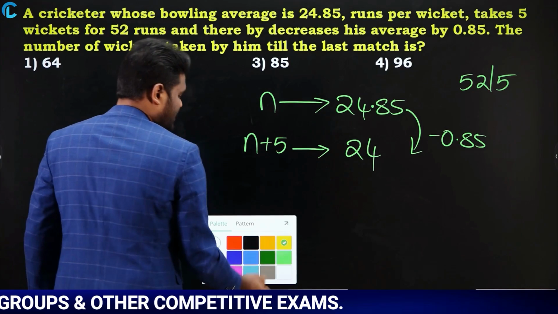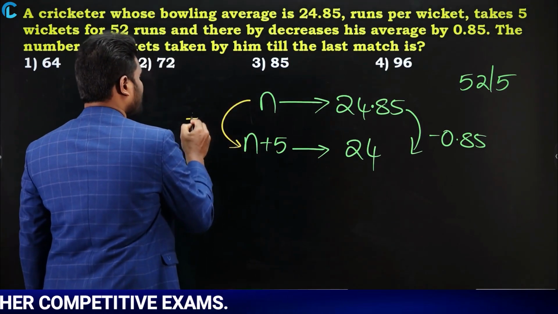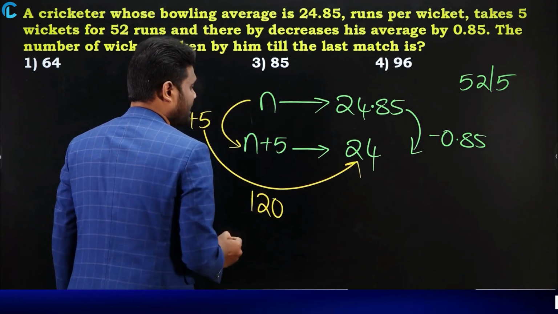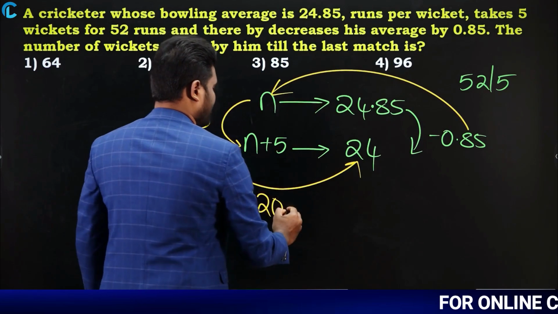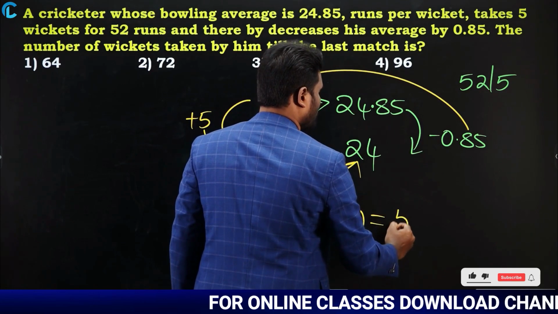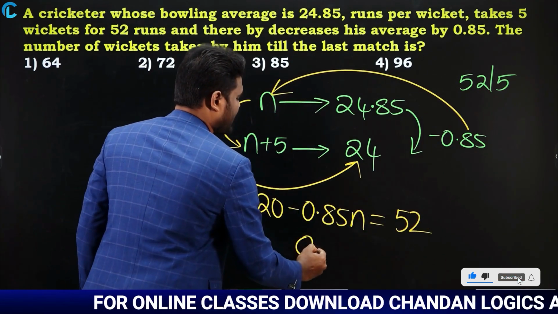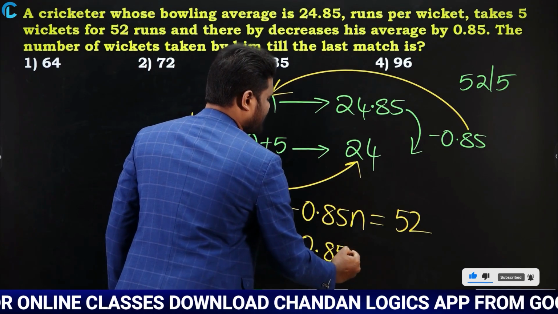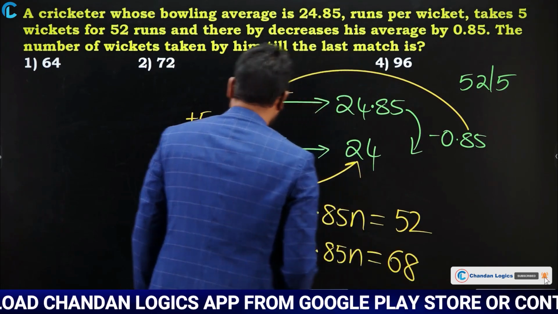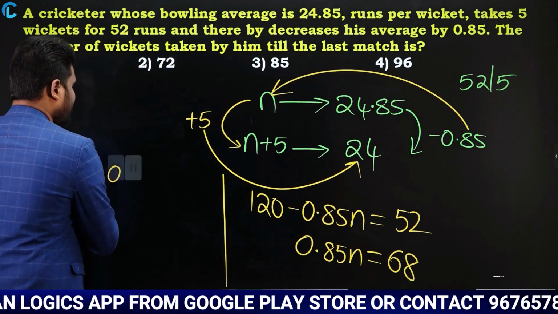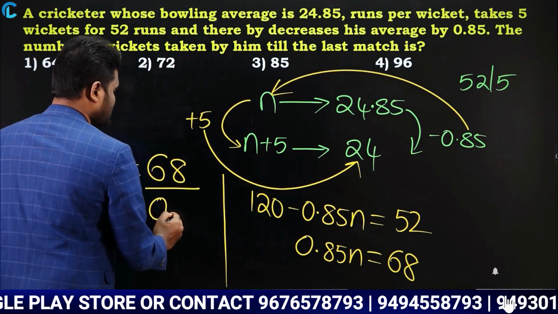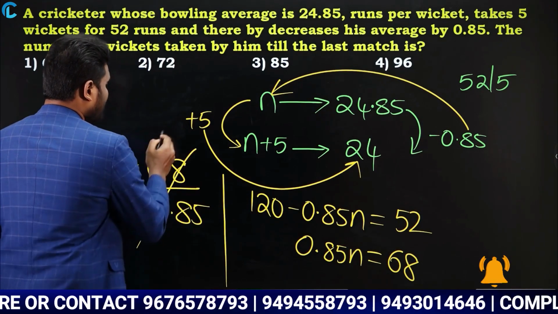Now look here, calculate it. Left hand side difference is how much? Plus 5. Now plus 5 into 24 is nothing but 120. Similarly, minus 0.85 n, and this value should be equal to 52. Yes or no? From this we can say that 0.85 n is equal to 120 minus 52, which is 68. So 0.85 n is equal to 68. So the n value is 68 by 0.85, which is 80.